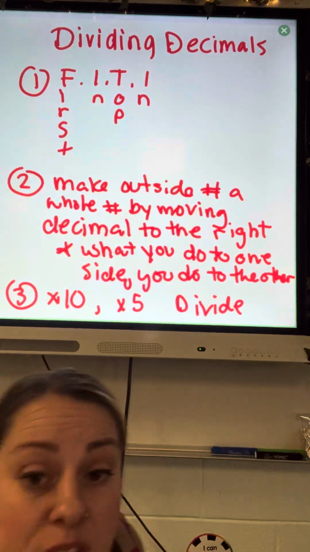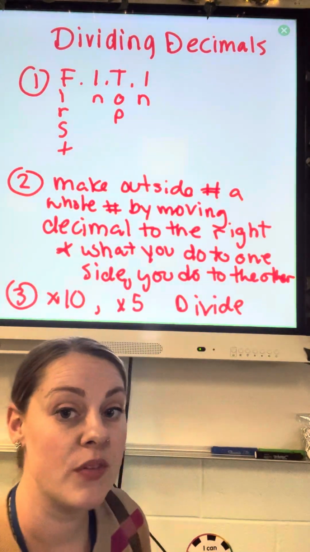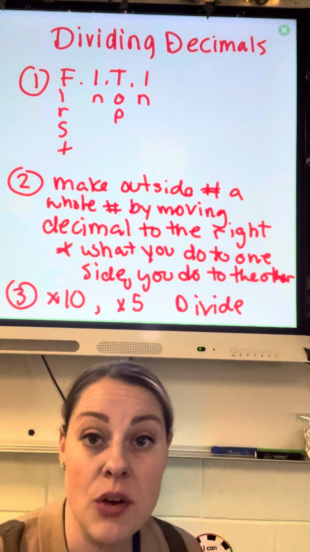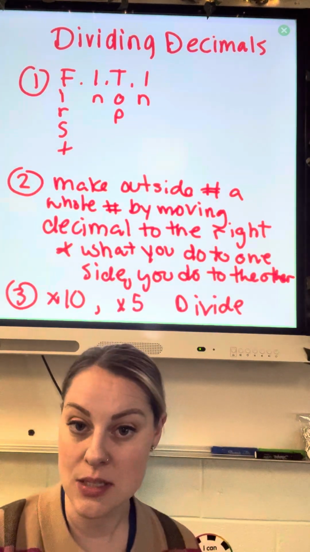We start with 50, first in, top in. I explained that more in my whole number video. Number 2. Now, this is the biggest difference from dividing whole numbers to decimals because this is the decimal part.